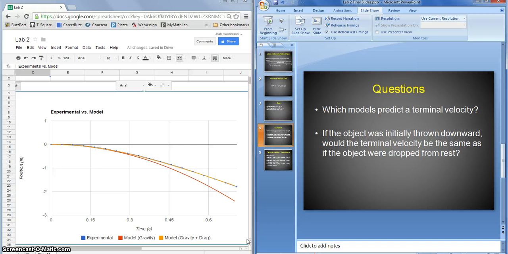if the object were dropped from rest? Well, had the ball been thrown downwards instead of dropped from rest, the drag force would simply cause the ball to decelerate until it reached its terminal velocity, at which point the drag force would be equal in magnitude to the gravitational force and the ball would fall at a constant velocity.